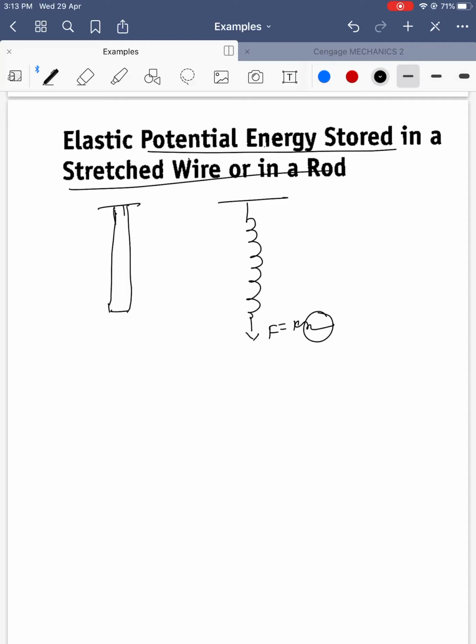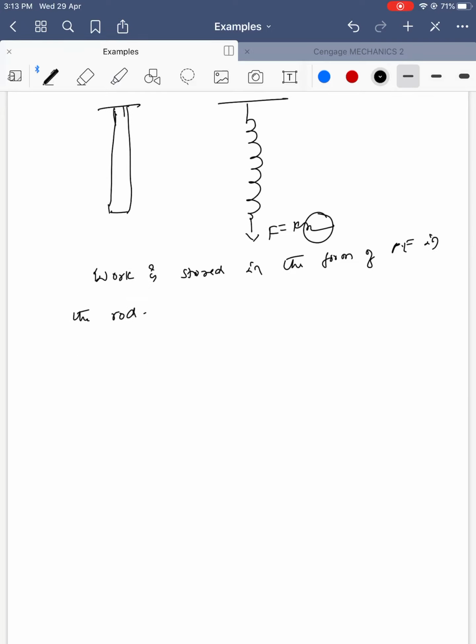Potential energy is stored in the form of work. If you do certain work, the work is stored in the form of potential energy in the rod. What is the work done formula? Work is equal to integral F into dx.